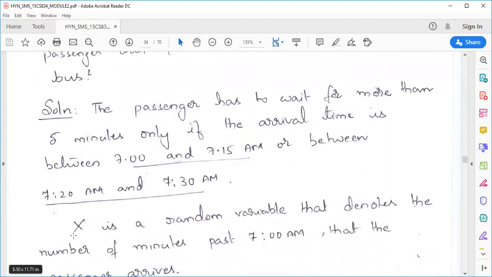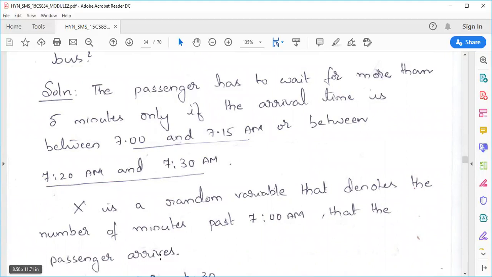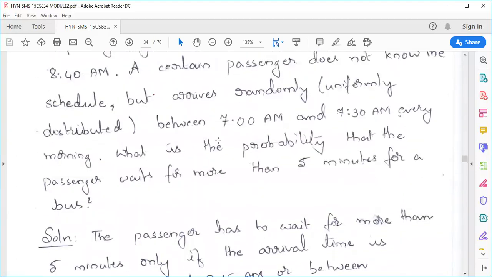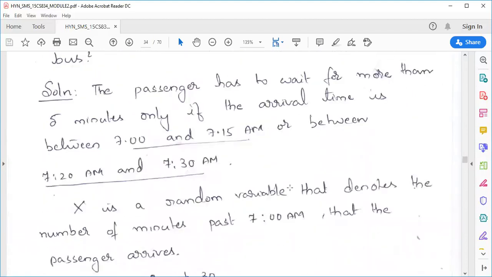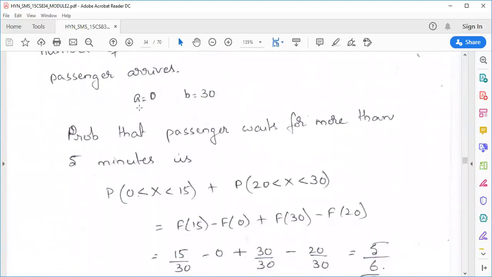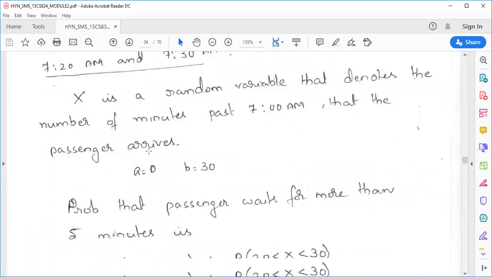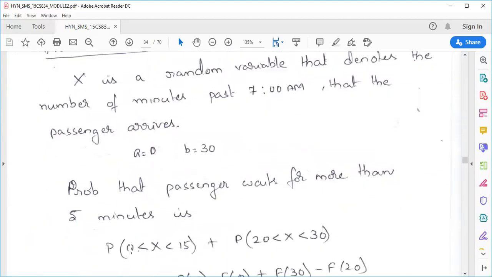I'm taking capital X as a random variable that denotes the number of minutes past 7 a.m. that the passenger arrives. So our starting interval is a equal to 0 and b equal to 30, because the passenger is arriving from 7 to 7:30. That is why our interval for the uniform distribution is a equal to 0 and b equal to 30. The probability that the passenger waits for more than 5 minutes means we have to take these two intervals into account. I will write it as probability of x varies between 0 to 15 and probability of x varies between 20 to 30.